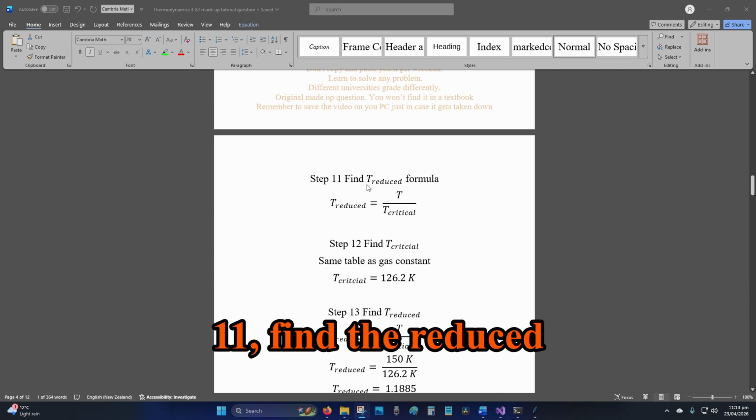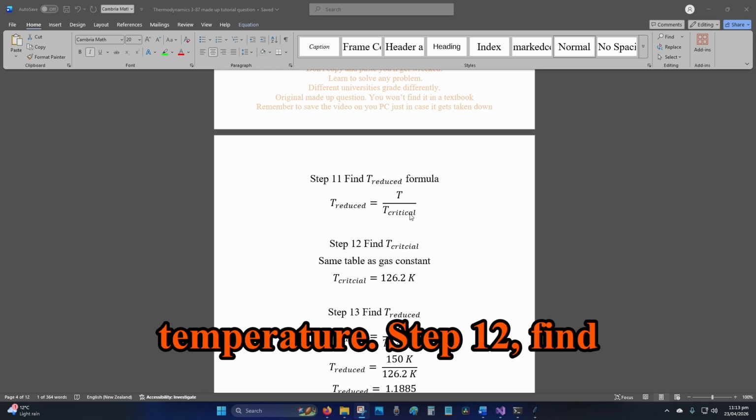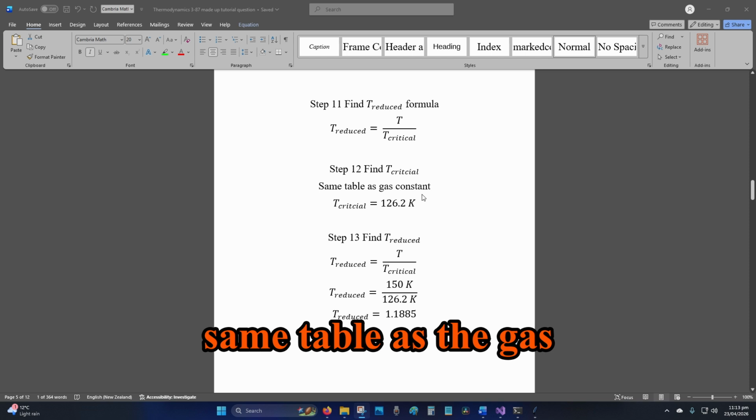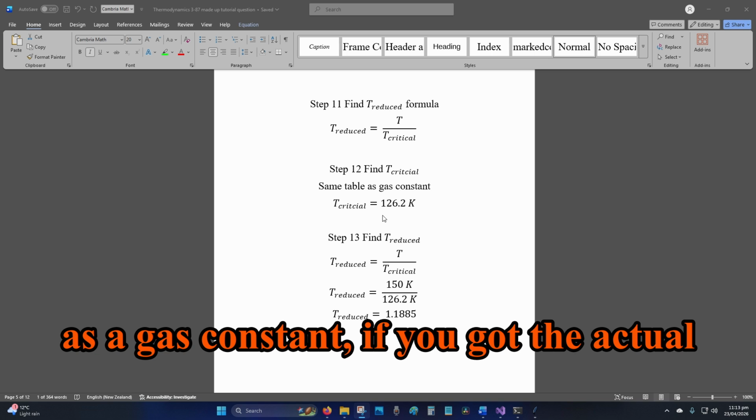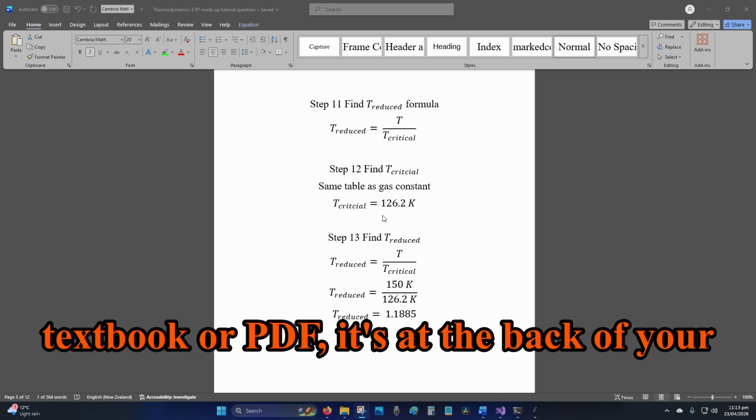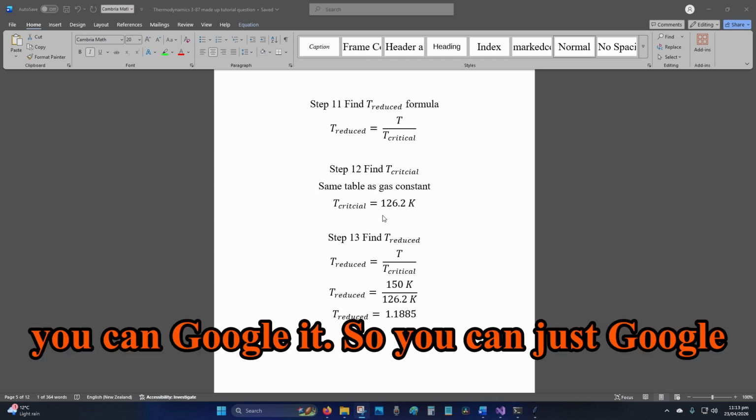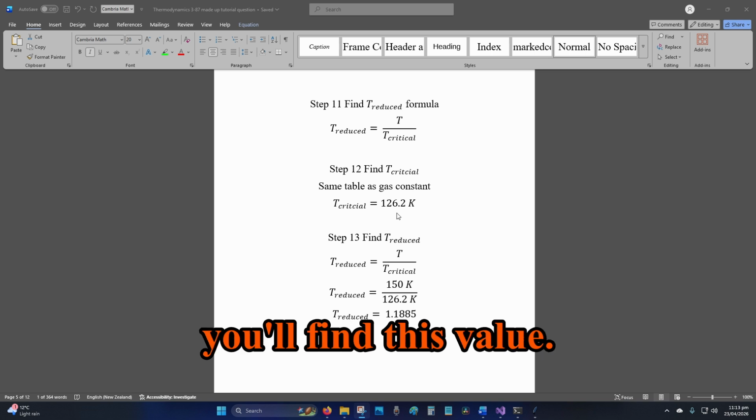Step 11, find the reduced temperature formula. So it's the given temperature divided by the critical temperature. Step 12, find the critical temperature. It's in the same table as the gas constant. So when I refer to the table as a gas constant, if you got the actual textbook or PDF, it's at the back of your textbook. Otherwise, you can Google it. So you can just Google critical temperature of nitrogen and you'll find this value.